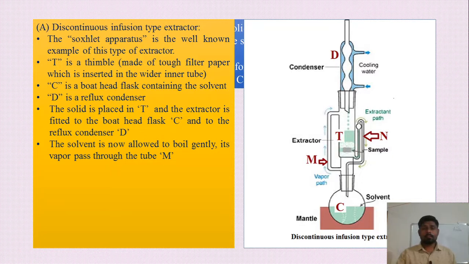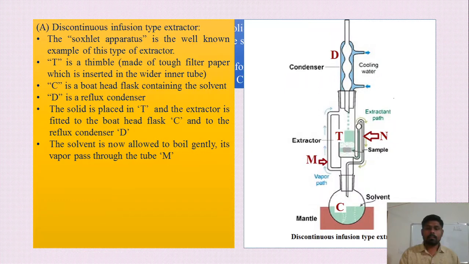Then that is the process of how the constituent is extracted from the solid. First of all, the solvent is allowed to boil gently. When you boil your solvent, it vaporizes, and those vapors are passed through the tube M; the arrows are given here already. Then it enters the reflux condenser here, and you know the function of a condenser. What happens in condensation? The vapors are converted back into solvent, or we can say liquid.